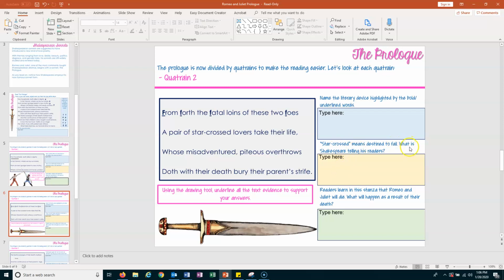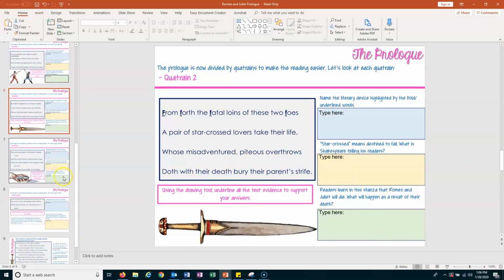Star-crossed means destined to fail. What is Shakespeare telling his readers? Here you're going to just kind of look at making an inference. You're inferring what he's saying here. And then readers learn in the stanza that Romeo and Juliet will die. What will happen as a result of their death? So then you just read down further and you should be able to answer that last question.